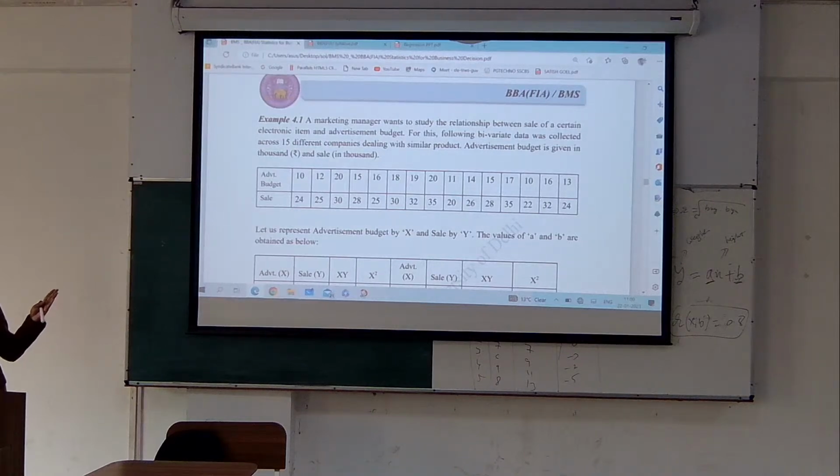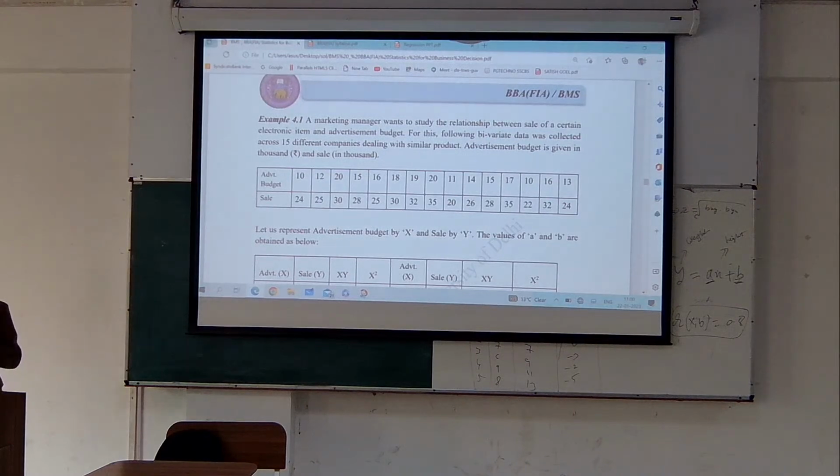15 कंपनीज का हमारे पास डेटा है, यानी उनका बजट क्या था और कॉरस्पॉन्डिंग सेल क्या होगी. मान लीजिए एक कंपनी एक्स है, उसका बजट 10,000 था, तो उसकी सेल हुई 24,000. अगर बजट 12,000 था तो सेल हुई 25,000. सिमिलरली लास्ट में अगर बजट 13,000 था तो सेल हुई 24,000 अगेन.